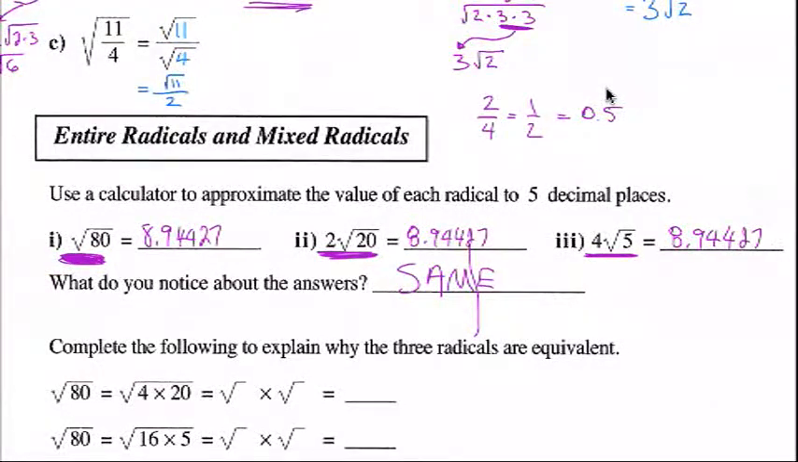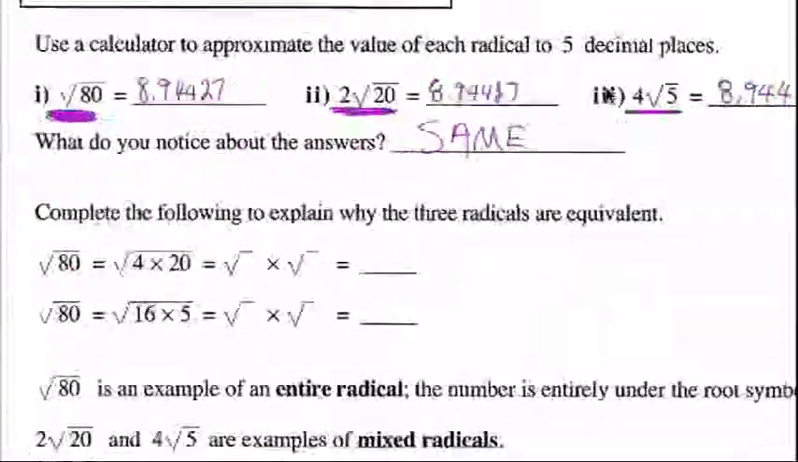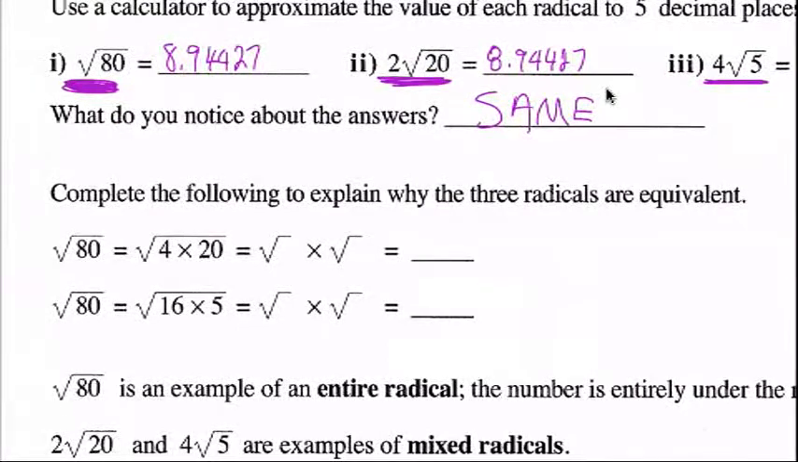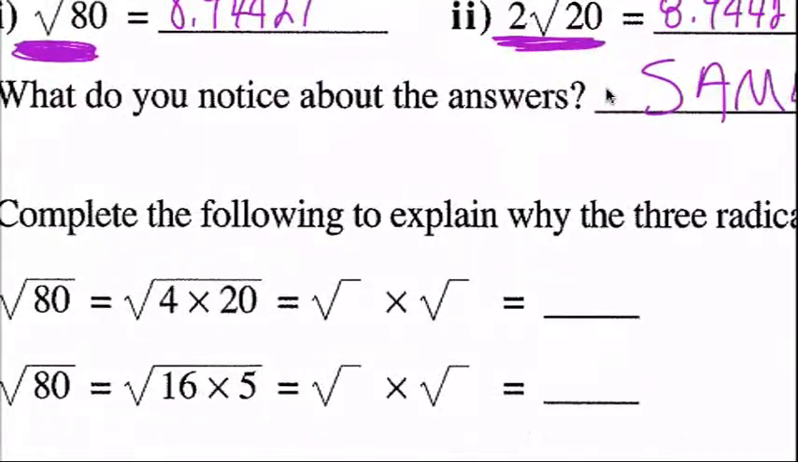Complete the following to explain why the three radicals are equivalent. Well, square root 80 is square root of 4 times 20, which is the square root of 4 times the square root of 20, which is 2 root 20. So I can simplify that.